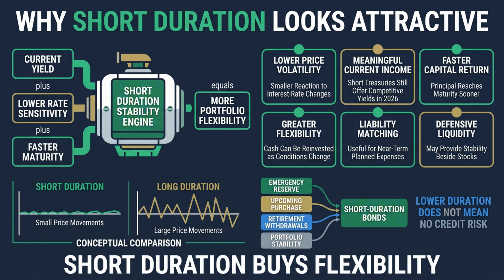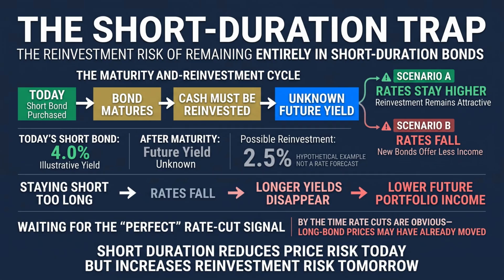The problem is that flexibility must eventually be used. Every maturing bond returns cash that must be reinvested. And if market rates decline, today's attractive income may disappear much faster than investors expect. The main weakness of short-duration investing is reinvestment risk. A short bond might offer an attractive yield today, but that yield is only locked in until the bond matures. After maturity, the investor must accept whatever rates are available at that time.